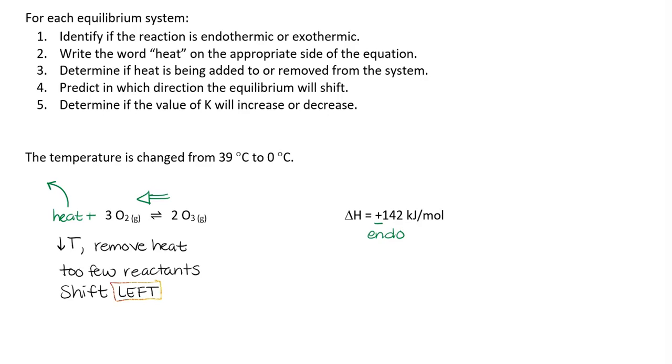The next thing we do is assess what will happen to K. Because the equilibrium shifted left, that means we now have an increase in reactants, and an increase in reactants means we have a larger denominator in the mass action expression. If we have a larger denominator, then that means that the value of Kc or Kp, whichever one we're talking about, the value of K will decrease.